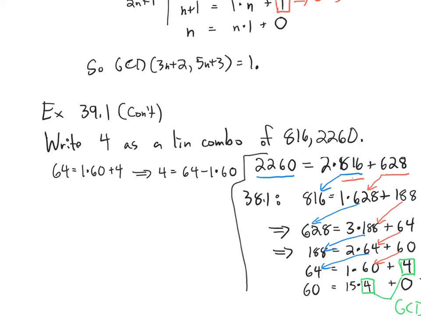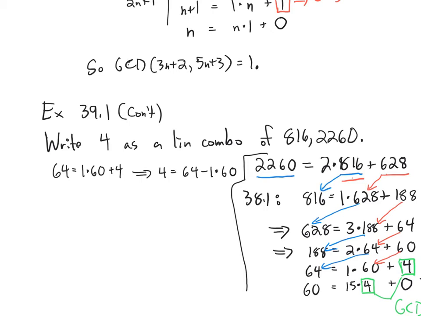Right, so we have our information here. I'm going to start at the last line with the greatest common divisor here. We're just going to rearrange for it. And the whole idea is we're going to back substitute all the way up until we get to the numbers 2260 and 816. We can now write 60 as a linear combination of 188 and 64. We just solve the equation above it for 60.